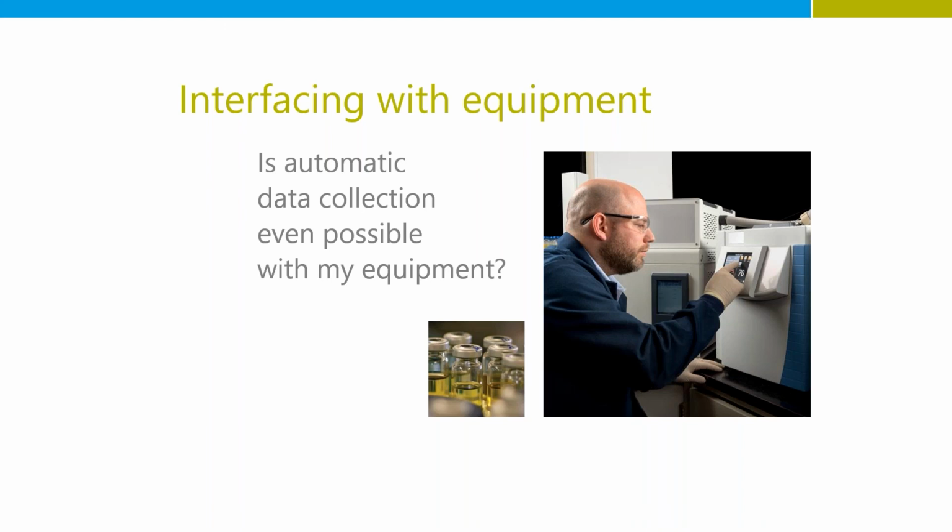Sometimes it's possible to add transducers and really bring automation to a device that doesn't have it natively. And lastly, of course, there's some things that are just manual qualitative, and there's not much you can do about those. However, you can make that data entry as simple and as efficient as possible to reduce typos and make that process faster and more accurate.